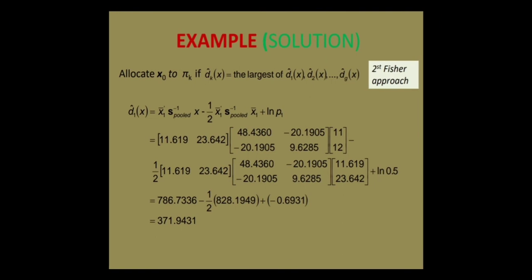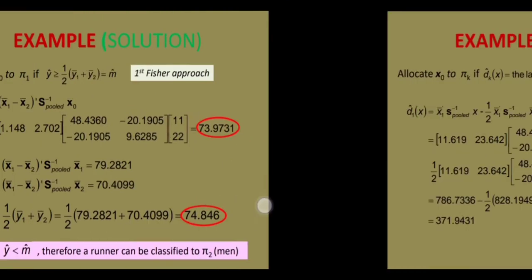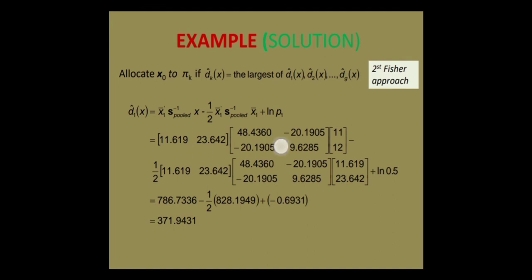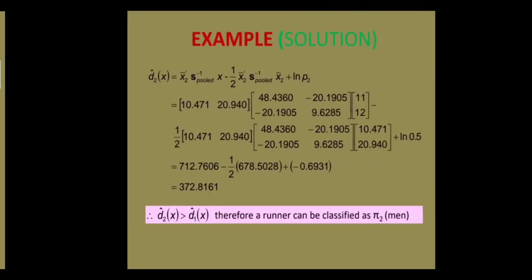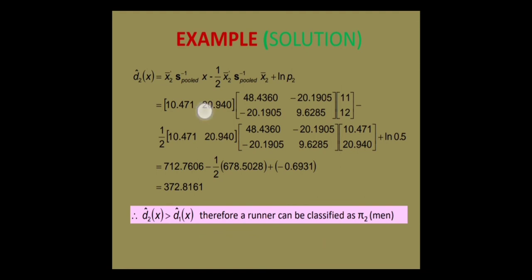Let's see the second approach. Tadi kita nak cari the largest D, so we have to find 2D, D1 dan juga D2. Okay, di sini x1 bar transpose, from here. Okay, x1 bar transpose, this part, multiply dengan s pool inverse, multiply dengan x0 here, minus 1/2 x1 bar transpose s pool inverse x1 bar plus ln of 0.5. So you dapat 371. Okay, do another one for second group. Use the x bar 2 here. Kat sini x0 benda yang sama. Kat sini x bar 2. Di sini x bar 2 transpose. Di sini x bar 2, ln 0.5. Okay, you akan dapat 372.